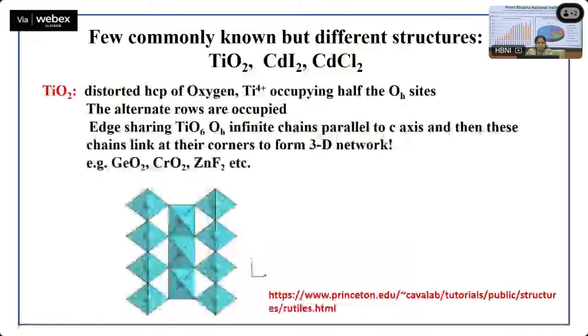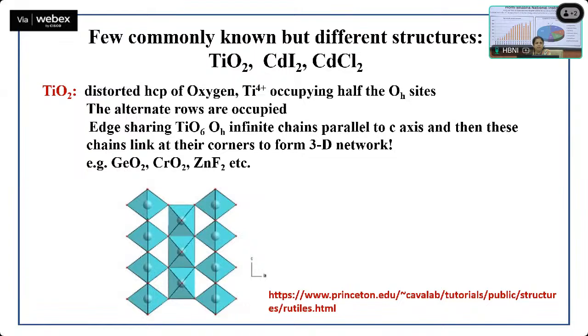Now, a few commonly known structures which are formed on HCP, but they're slightly different. A very common mineral or oxide that we know, titanium oxide. A functionally very important material, it shows very important functionalities. Most important of them is that it's a very nice photocatalyst, and a lot of work goes on modifying it so that it can absorb in the visible region and contribute.